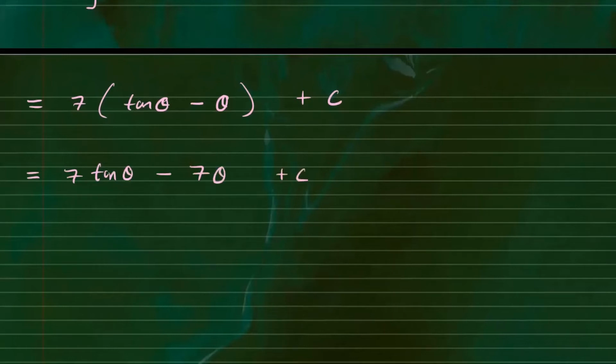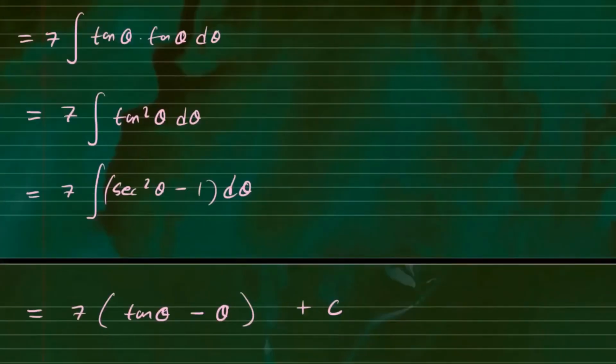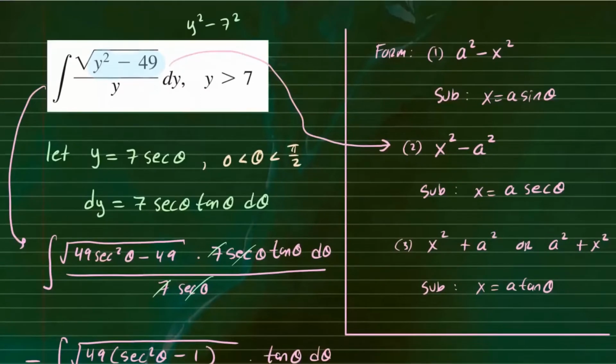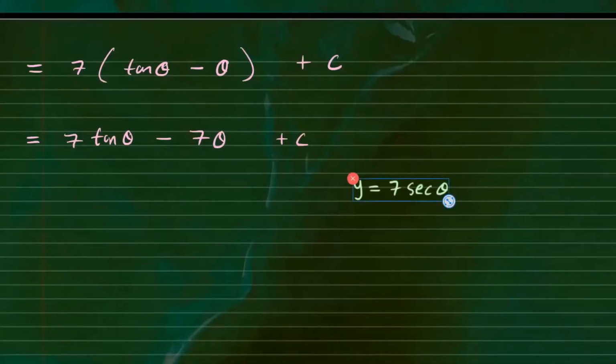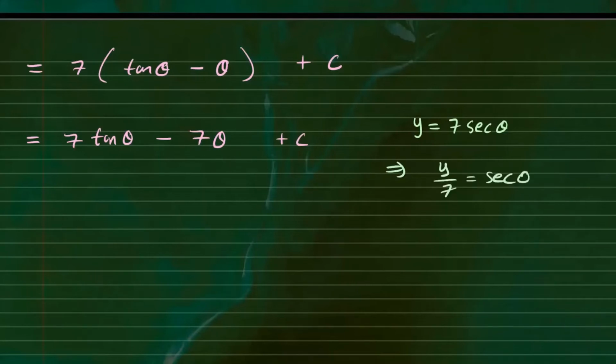Now you do not want to leave your answer in terms of theta. You want to leave it in terms of the original variable. So we go back to our substitution right here. We said that y is equal to 7 secant theta. From there, we can retrieve the other trig functions. For example, I can construct a right triangle. We know y over 7 is equal to secant theta. If you draw a right triangle based on this information, we can figure out the other trig ratio, such as tangent, because that's what we want in our problem.